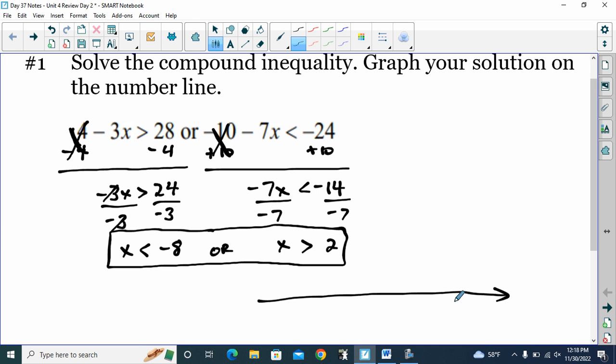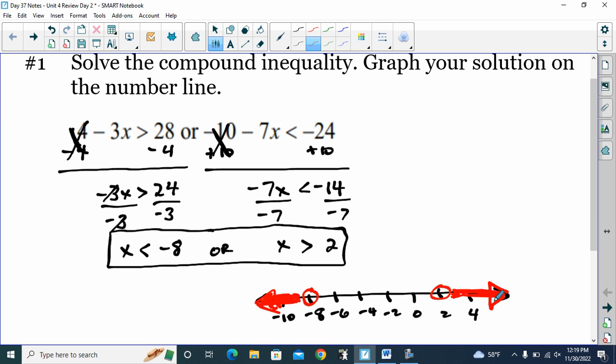To graph our solution, we need to make our number line. I'm counting by 2's. Any x values less than negative 8 should be solutions, so I should shade those in. Or it's possible that x could be greater than 2. Those should also be solutions. X is less than negative 8 or x is greater than 2 with the correct graph there.